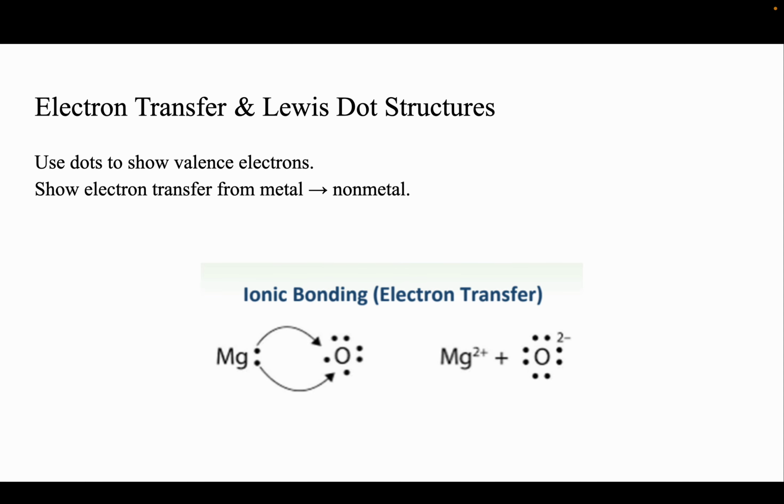So now we're discussing electron transfer and Lewis dot structures. Use dots to show valence electrons, and show electron transfer from metal to nonmetal. I pulled this image straight from the slides provided by the chemistry teachers. So essentially we have magnesium, which is a metal, and oxygen, which is a nonmetal. Magnesium has 2 valence electrons, oxygen has 6 valence electrons. This is your Lewis dot structure, and this is where you show the electron transfer. You get Mg +2 and oxygen -2 because magnesium gives its 2 valence electrons to oxygen, so oxygen can fill its octet.